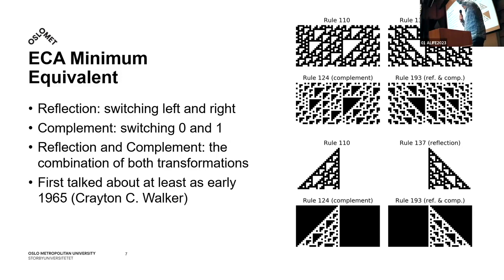You can also do the same with the color switch, the live-dead or black-white switch, and do the complement, where you take 0 and 1 and swap them. And if you do the same for the initial condition, again, you get the same computation. And of course, you can combine both of them.